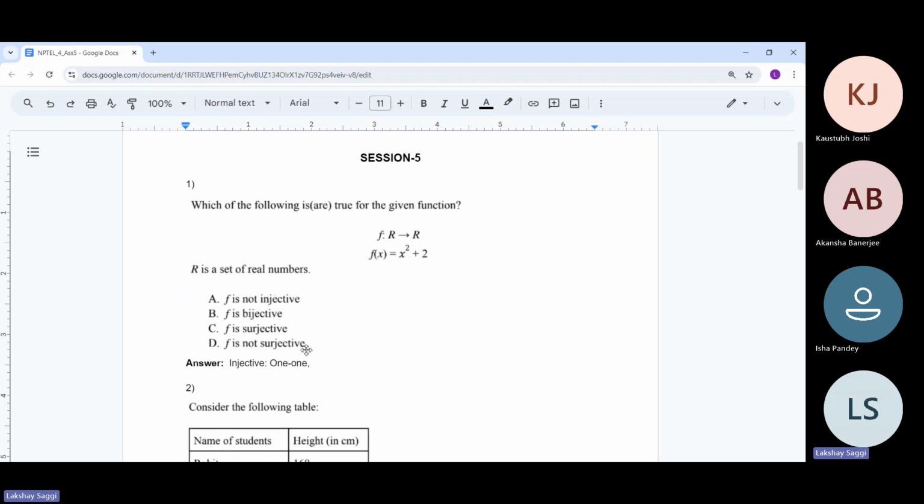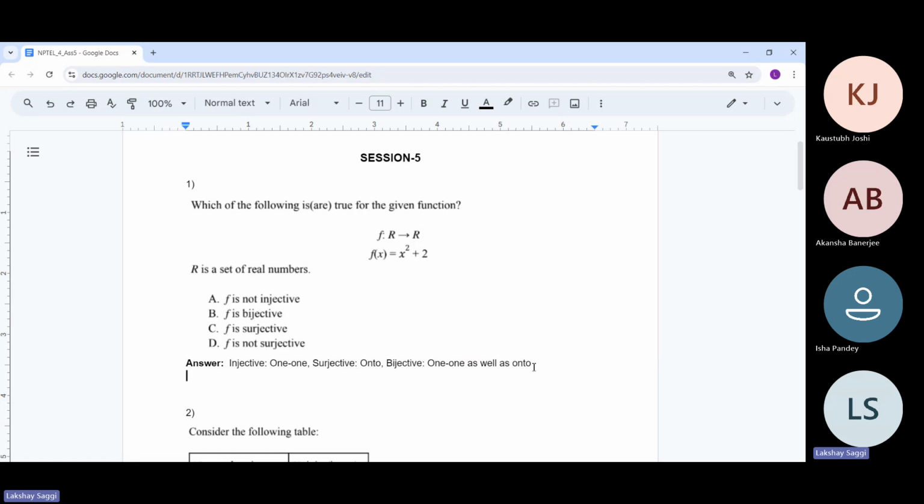We have studied these definitions of 1 1 and onto functions in high school also, but I'll be revising them once again. Injective functions are what we call 1 1 functions. Similarly, surjective functions are onto functions, and bijective functions are 1 1 as well as onto. These are not exactly definitions, but let's revise what a 1 1 function means. How do we identify if a function is 1 1?